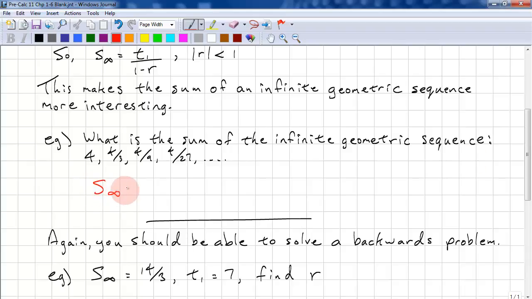S infinity equals 4 over 1 minus 1/3. This is 4 over 2/3, and that's 12 over 2, and that's just 6. Okay, we multiply by the reciprocal of the denominator. That's 3 over 2, so it's 3 times 4, which gives us 12. So you can see that this is a simpler problem.